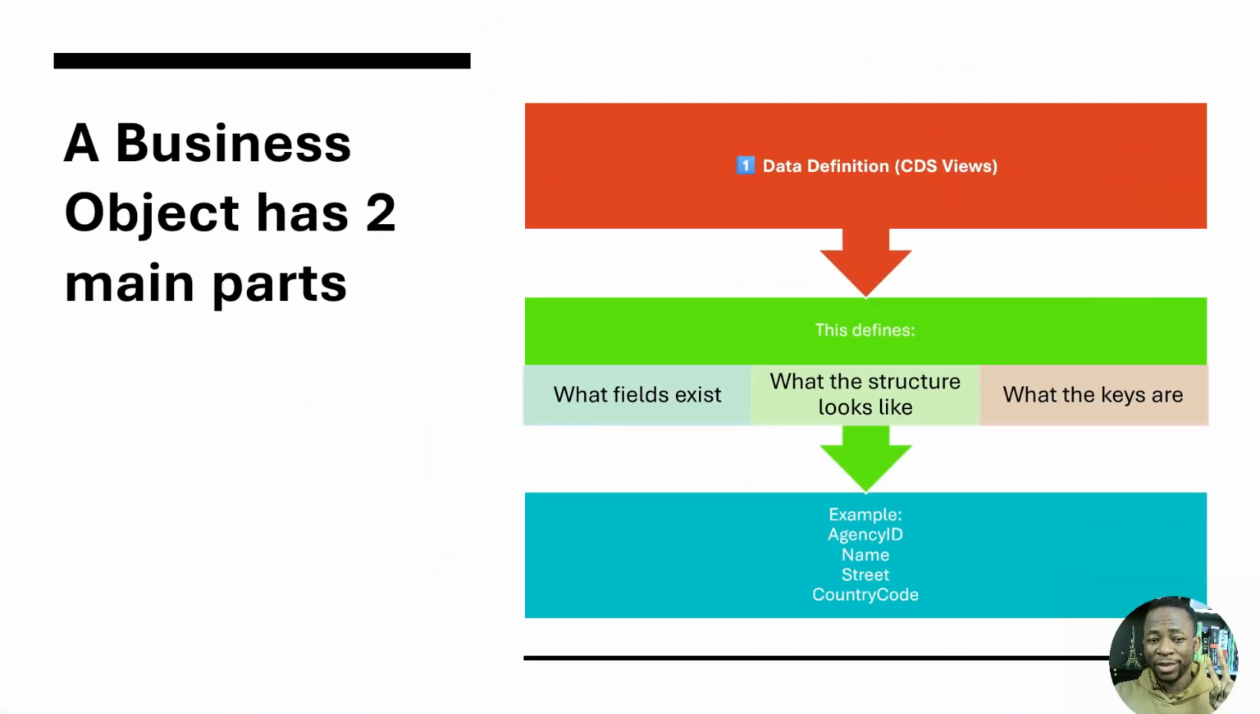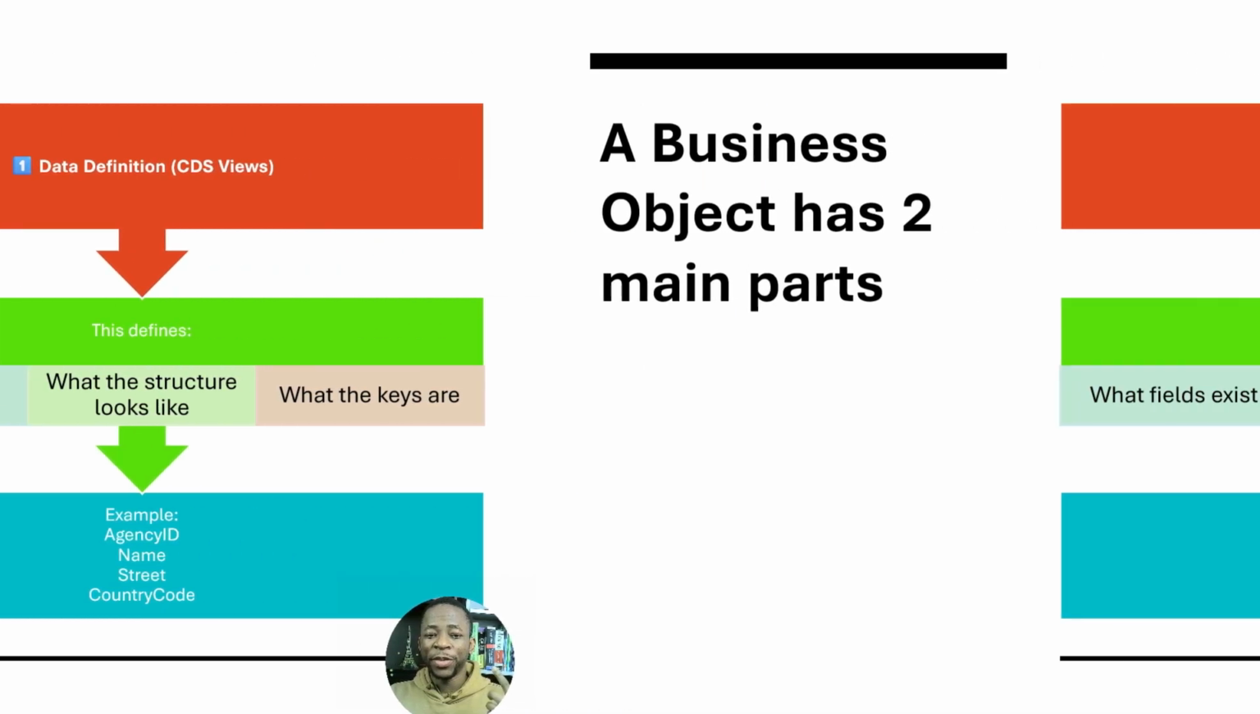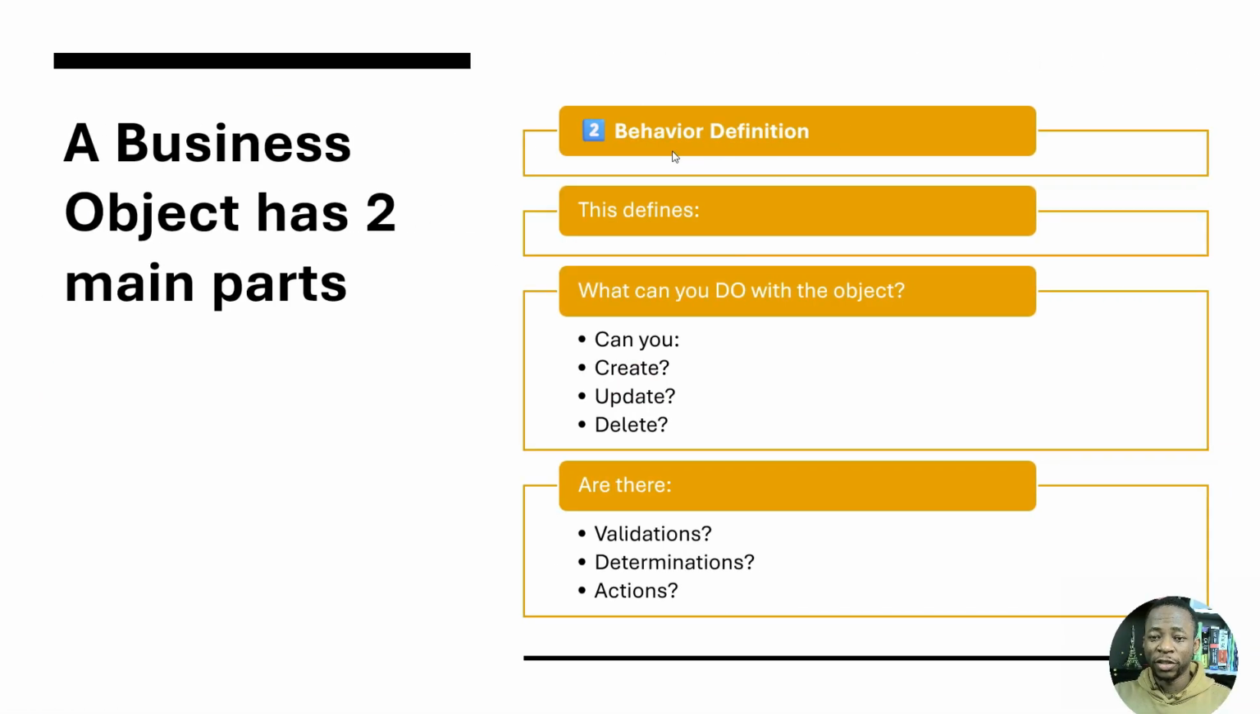Now, a business object has two main parts. The first part is the data definition, which is the CDS view, core data services views. The view defines what fields exist, what the structure will look like, and what the keys will be. For example, if you have a view, you can have fields like agency ID, name, street, and country code. And the second part of the business object is the behavior definition.